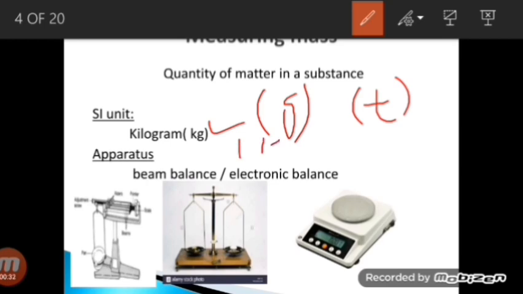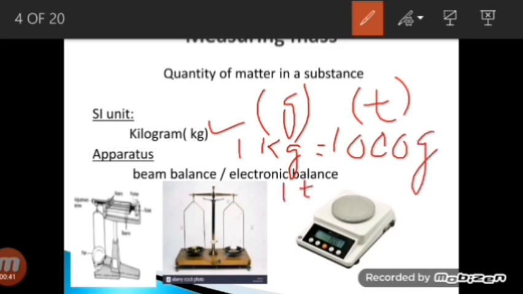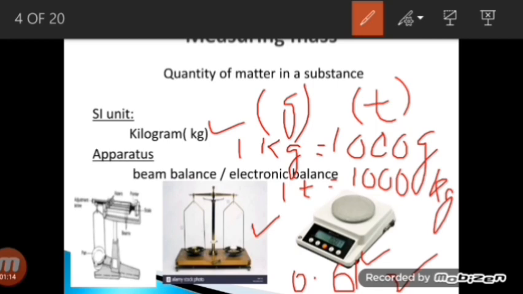1 kg will always be equal to 1000 grams, whereas 1 ton will always be equal to 1000 kilograms or 1000 kgs. The mass of a substance is measured with the help of two operators. One is the beam balance and the second one is the electronic balance. These are the two operators which are used to measure mass, and the electronic balance will always have an accuracy rate up to 0.01 grams.